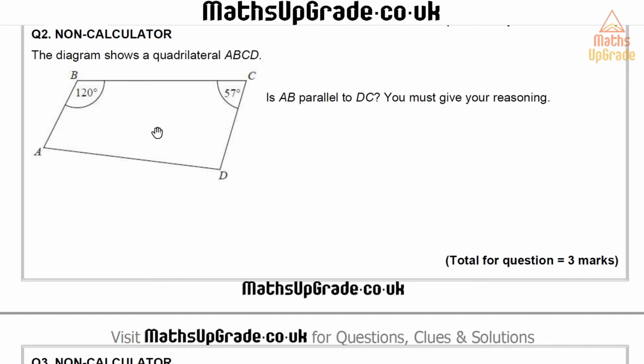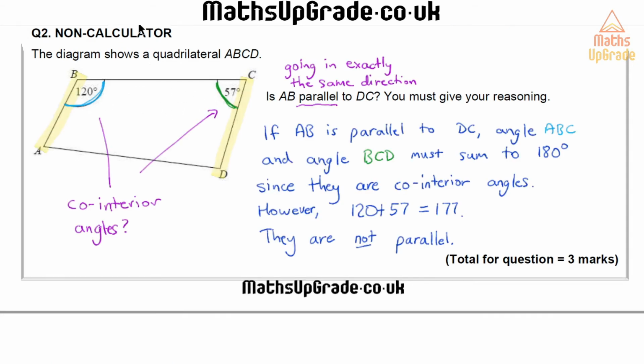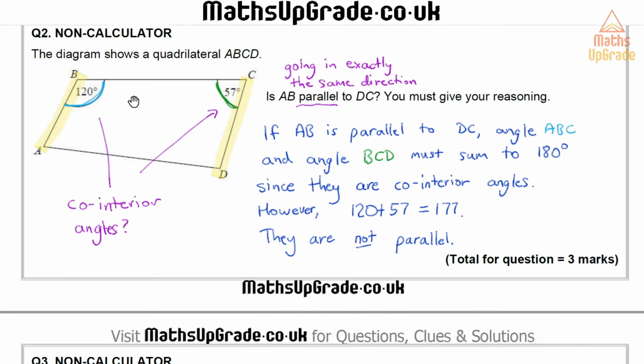Now if it's parallel, these 2 angles would sum to give 180 degrees, okay, because they'd be called co-interior angles. So these 2 angles here, do they sum to 180 degrees? Well, no, they don't. They sum to 177 degrees, okay, so therefore these are not co-interior angles, so therefore line AB and line DC are not parallel, okay, they are not parallel, and that would be 3 marks for that question.